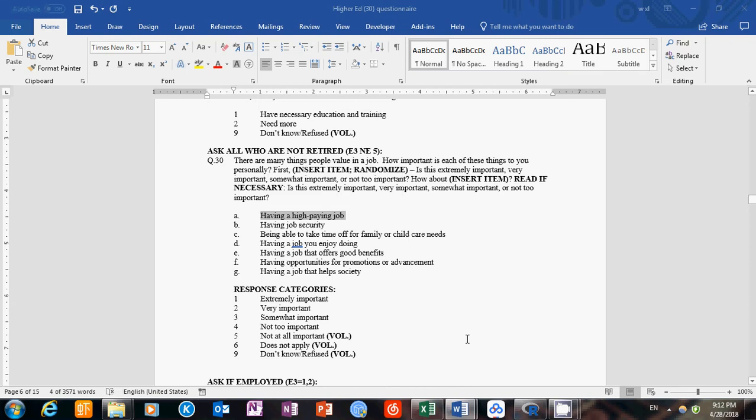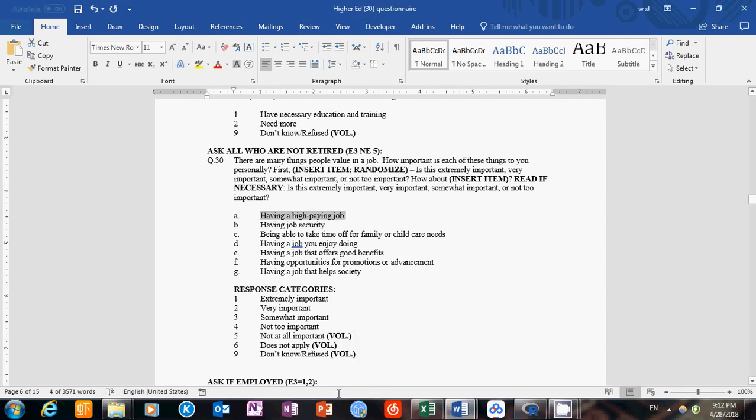And because each person gives a rank for, suppose for this item, having a high paying job, then we can calculate the mean of the average rank, right? So on average, how people rank having a high paying job. If it's extremely important, then the average would be close to 1. If it is very important, then the average would be close to 2. And if it is somewhat important, then the average would be close to 3, and so on and so forth. So we want to see whether the average is close to the middle or not.